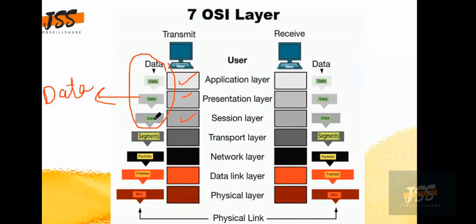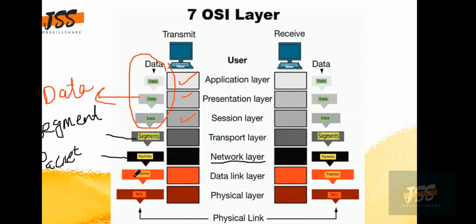But when this data hits the transport layer, this is called a segment. Similarly, at the network layer, it is called a packet. And maybe you have often heard people say, my packet is transferred from this location to that location. It means they are talking about the network layer.